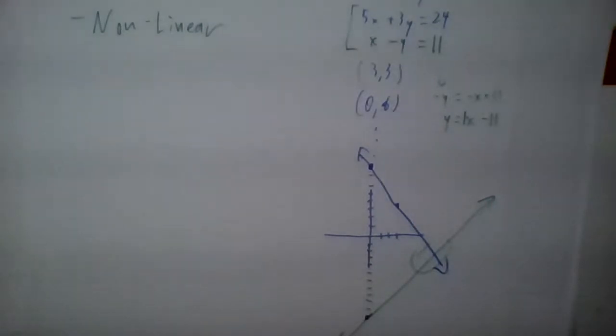Finding solutions like this, working with it algebraically is less work than graphing it. We don't have to worry about all of those other points. We just want to find the one key point that makes both of those things true.